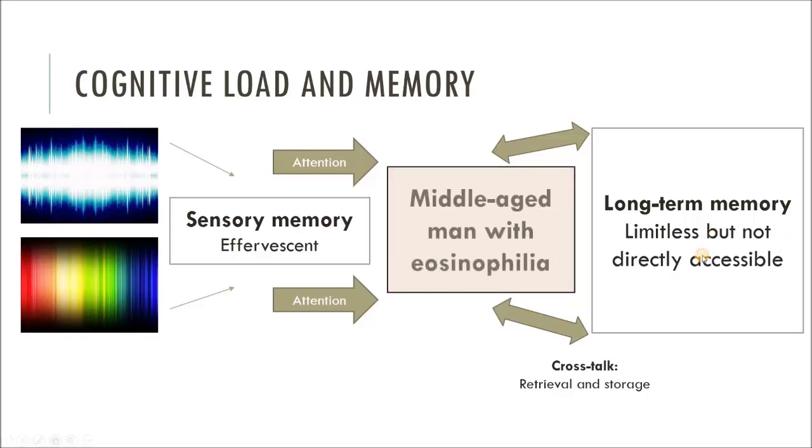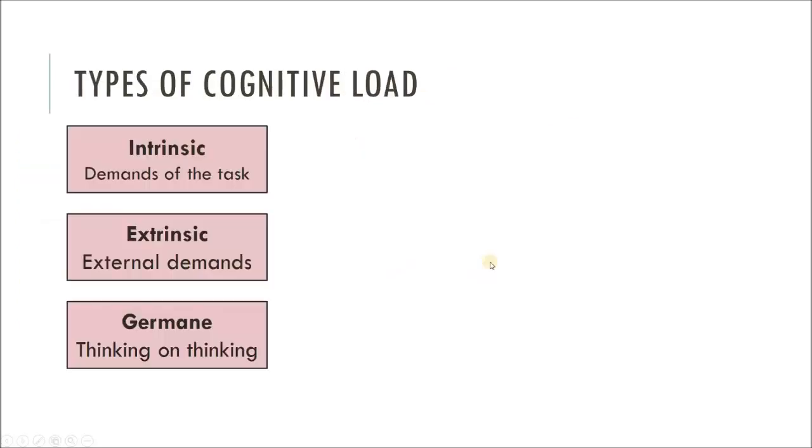So when I go back to the example of this system 2 and system 1 reasoning, I might have this middle-aged man with eosinophilia that I simplified the problem, and now I can use my sensory memory more, and I might pull different elements from my long-term memory or different data elements in the environment and juggle those in my working memory, which can only handle a handful of things.